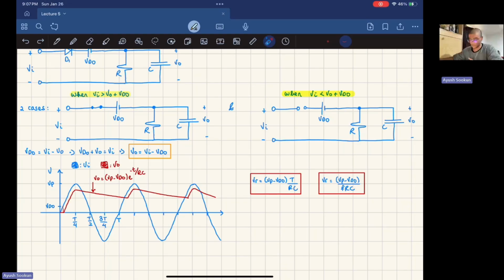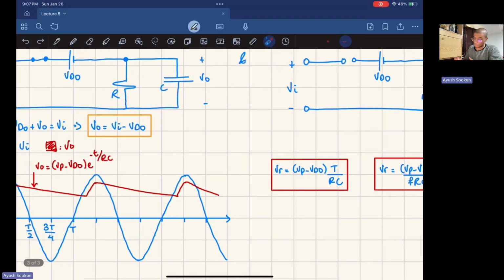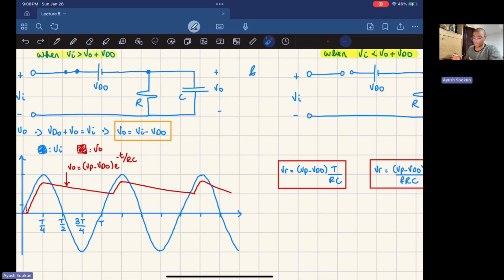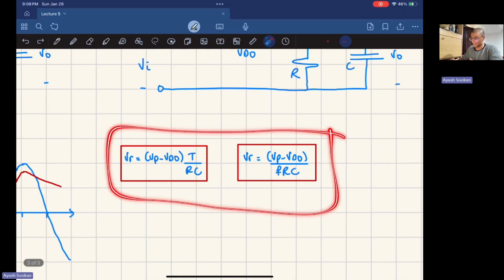As I've said before, this capacitor voltage is never going to peak to VP again, because there's a difference of VDO. VP minus VDO is going to be the new peak of the capacitor. So this was usually VP before. However, due to the reasons we just talked about, this peak voltage is going to be VP minus VDO. So this is going to be the first difference in our equation. The procedure to derive the ripple voltage is the same, except this is not VP. We have to account for the VDO drop, and so that's the only difference in our equations.